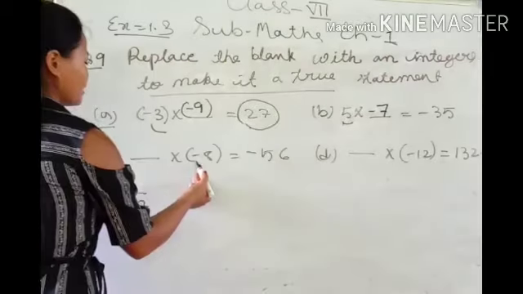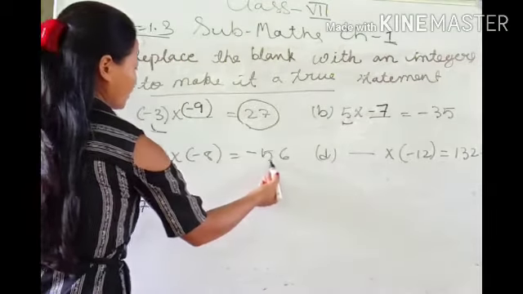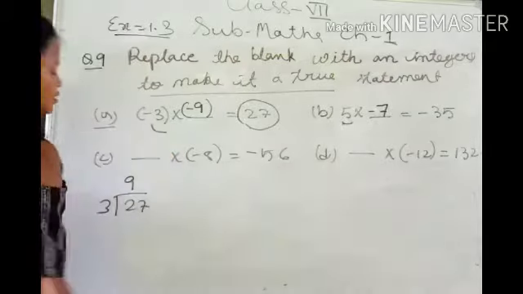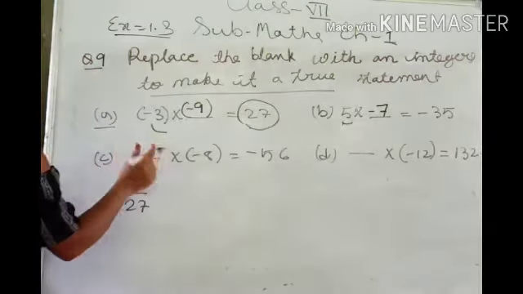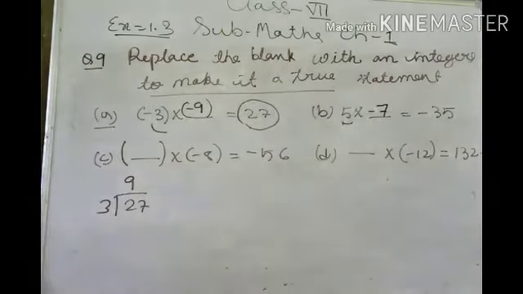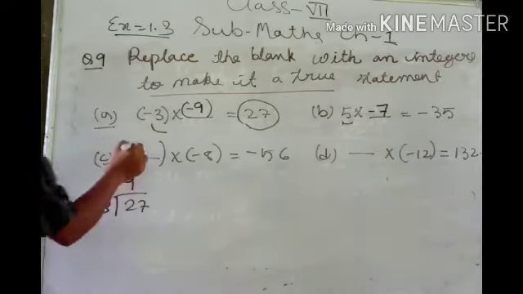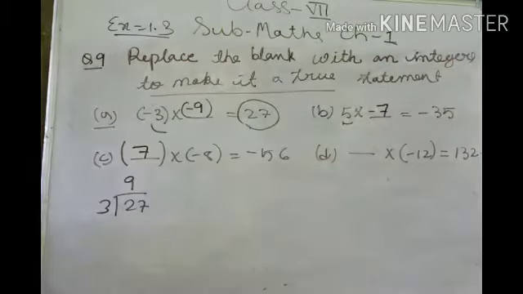Now come to question number C. Blank multiplied by minus 8 is equal to 56. So here it is already a negative integer and the answer is also negative. So what do you have to write here? You have to write a positive value. So 8 7s are 56. So the answer is plus 7.